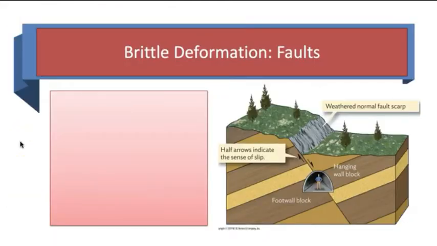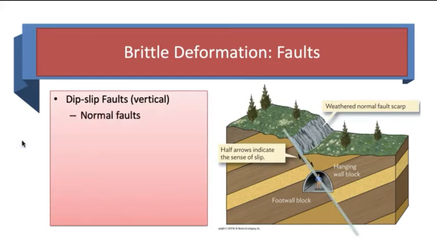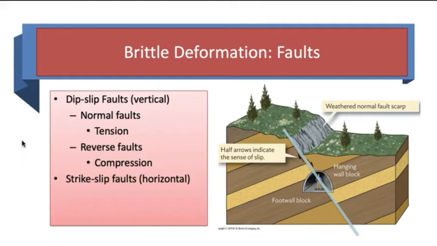Brittle deformation makes faults and can be caused by any type of stress. There are two categories of faults, dip-slip and strike-slip. Dip-slip faults, also called vertical faults, are those where rock slides up or down along the dip of the fault surface. Normal faults are caused by tensional stress, while reverse faults are the result of compression. Strike-slip faults are either right lateral or left lateral, and both are caused by shear stress.